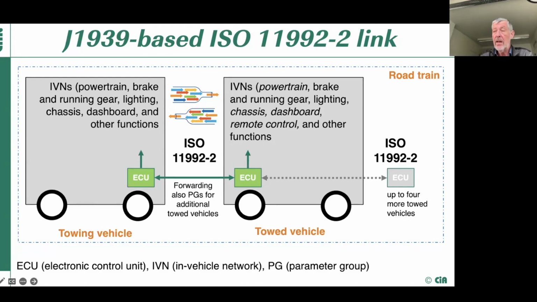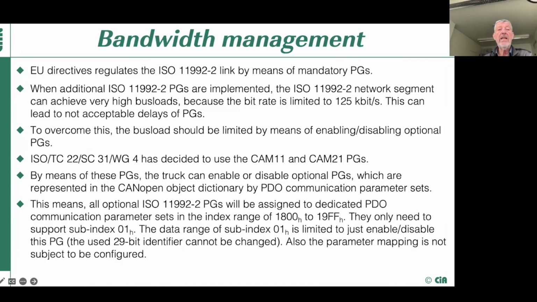If we used CANopen mechanisms like the SDO communication, we could switch some of the PG functionality off and on. The EU directive regulates this by means of mandatory parameter groups. Not all those parameter groups which are specified in ISO 11992 are mandatory, only a few of them. But if you have a highly sophisticated trailer, then you have a lot of them. And if you connect more than 1 or 2 or 3, then you will have a bus load issue on the first segment.